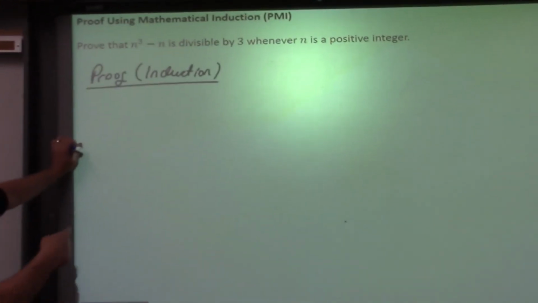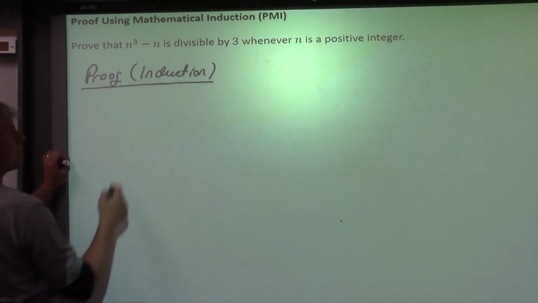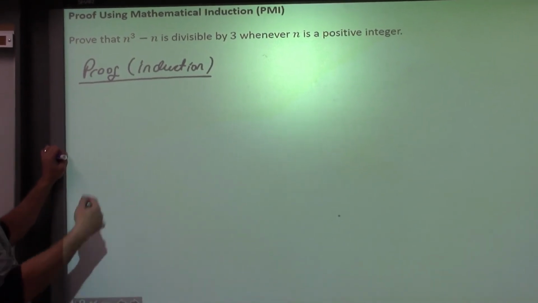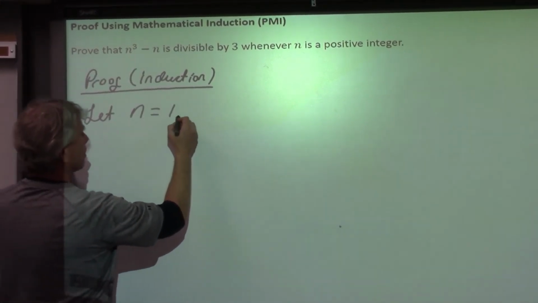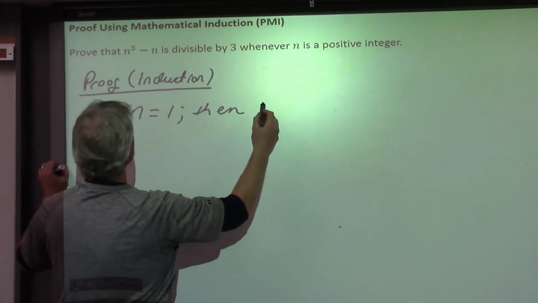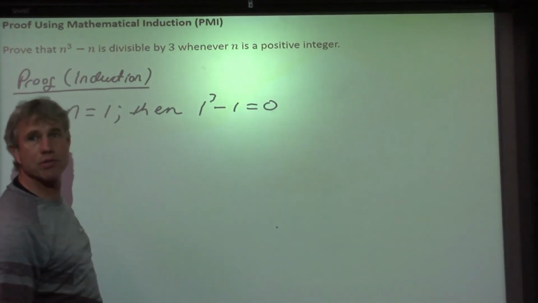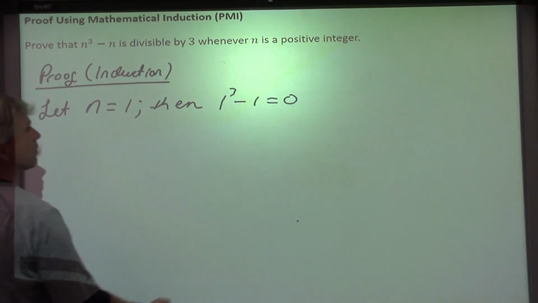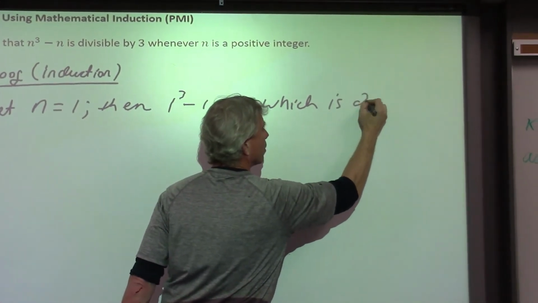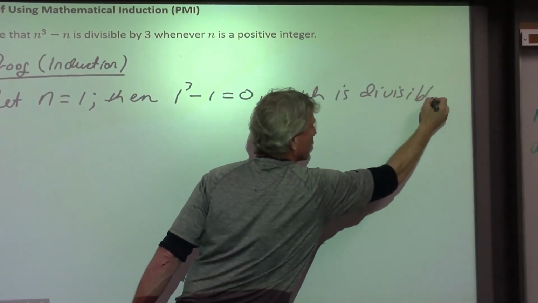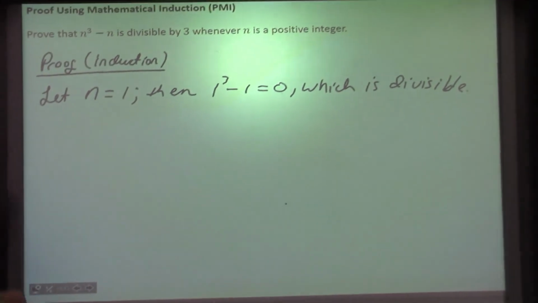In this case, because we want n to be a positive integer, I'm going to start with n equal to 1. And I'm saying by induction, so the reader is expecting me to start with the simplest possible case. So I say let n equal 1, then we get what? 1 cubed minus 1 is 0, and 0 is divisible by 3. It's kind of a boring case. But 0 is nevertheless divisible by 3, so things work in the simplest possible case.